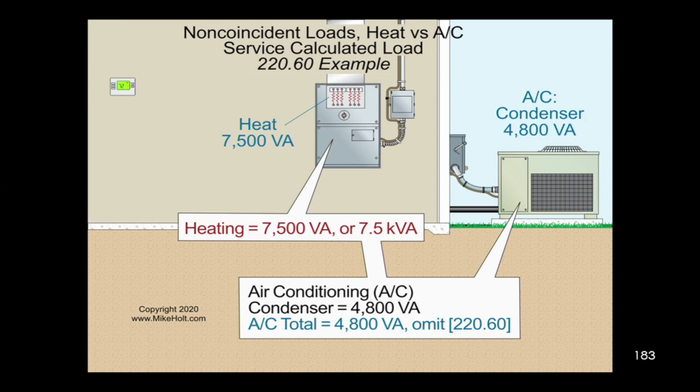Now obviously my heating is going to be larger than my air conditioning in this circumstance, so we'll use the heating. And we'll omit the air conditioning out of the calculation. And again, we can do that because we're never going to run those two at the same time. So if you give me the larger of the two, we should be okay.